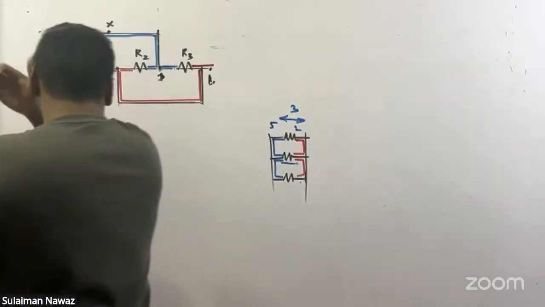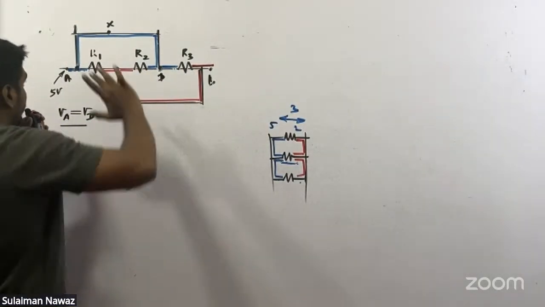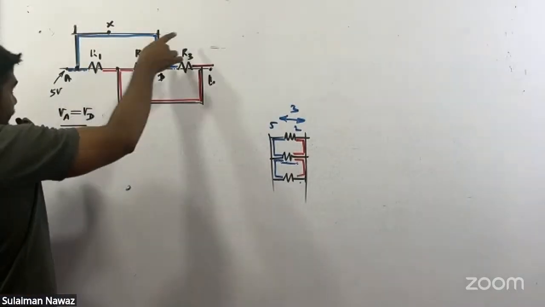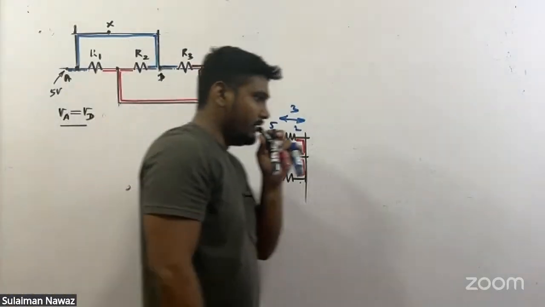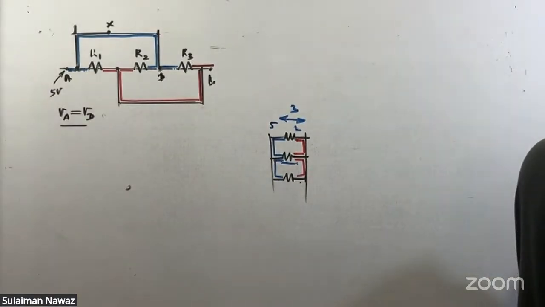So how can we do that? If I remove this, okay? I think you have written this one. Draw this one quickly.